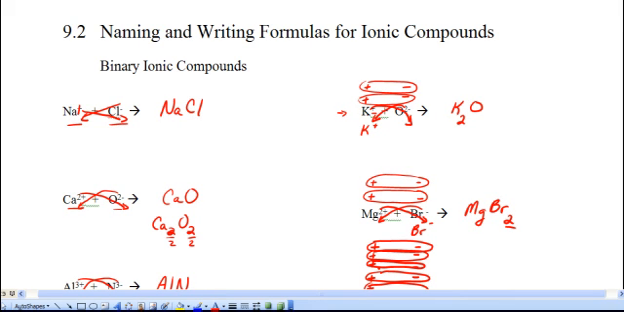Welcome back to 9.2. In the first podcast, we showed you how to crisscross the charges and reduce them to the lowest whole number so that you could determine what the formula of these compounds are. Now what we're trying to do is show you how to name these compounds. Naming ionic compounds, piece of cake. It is simply the cation name plus the anion name.